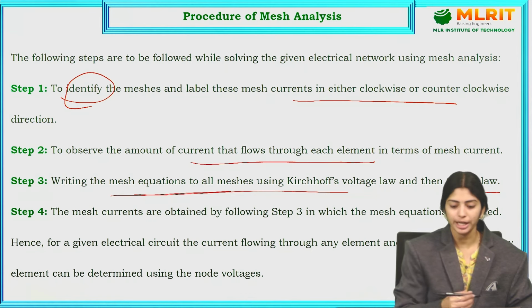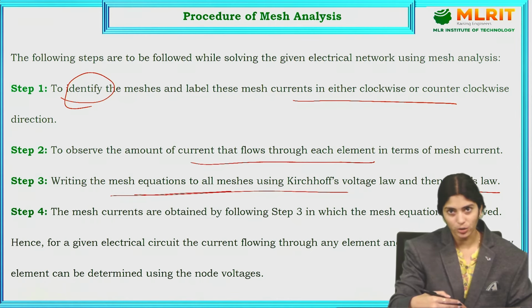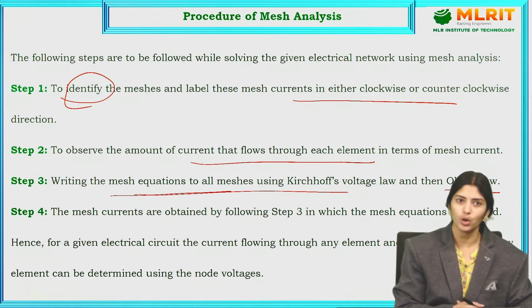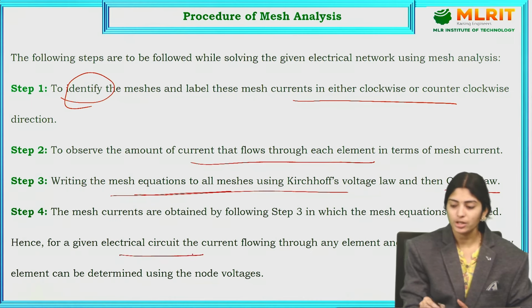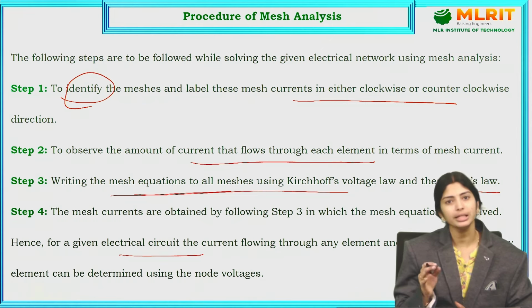We are writing the mesh equations. According to these equations, the mesh equations will be solved here in step 4. From step 3 we already got the values of the currents, which are nothing but the mesh currents, and the mesh equations will be solved here. So for a given electric circuit, we are able to find out the value of the mesh currents. That means the current flowing through any element in the circuit can be determined using the node voltages.